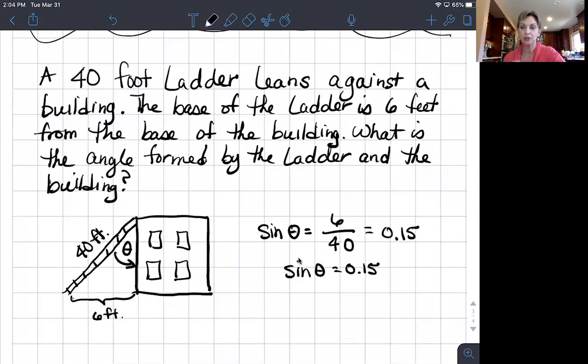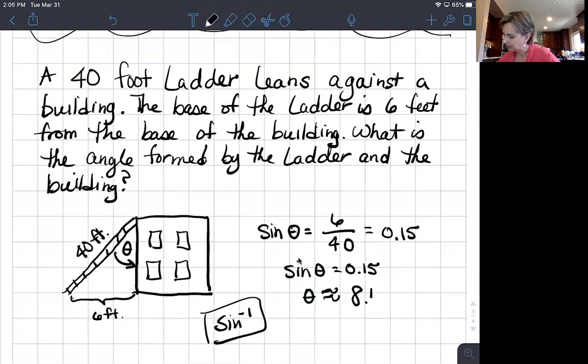Okay, so what you're going to do is put 0.15 in your calculator, and then use inverse sine. You have a little inverse sine button on your calculator. So you do 0.15 and then inverse sine. That's actually going to give you the angle that has a sine of 0.15. What angle has a sine of 0.15? Well, if you use that button, it's going to tell you that the angle is approximately 8.6 degrees. Okay, did it work?